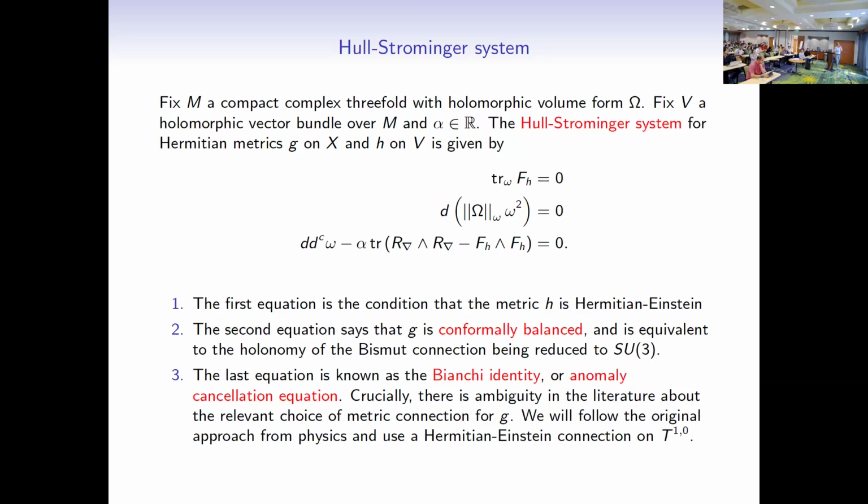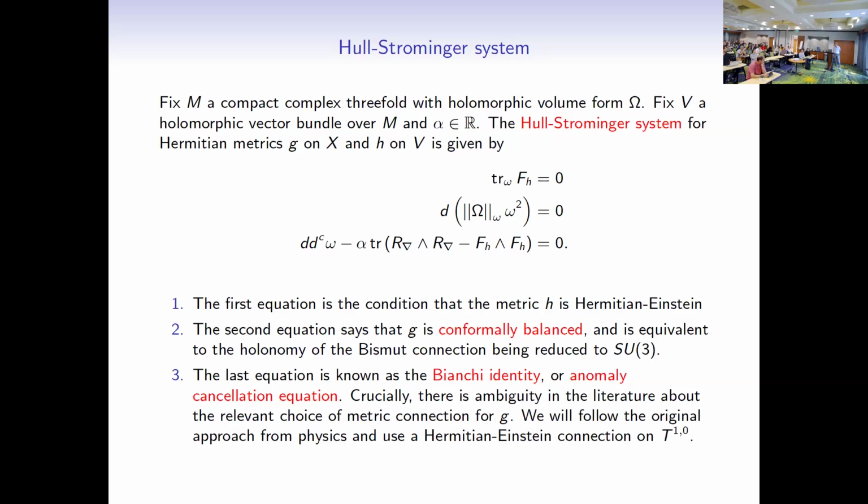Okay, so if you look hard enough at the original physics works, they suggest that you should not use the Chern connection of the metric omega on the bundle T^{1,0}, but you should fix an auxiliary Hermitian-Einstein connection on T^{1,0}. So it should be decoupled from the metric on the base.